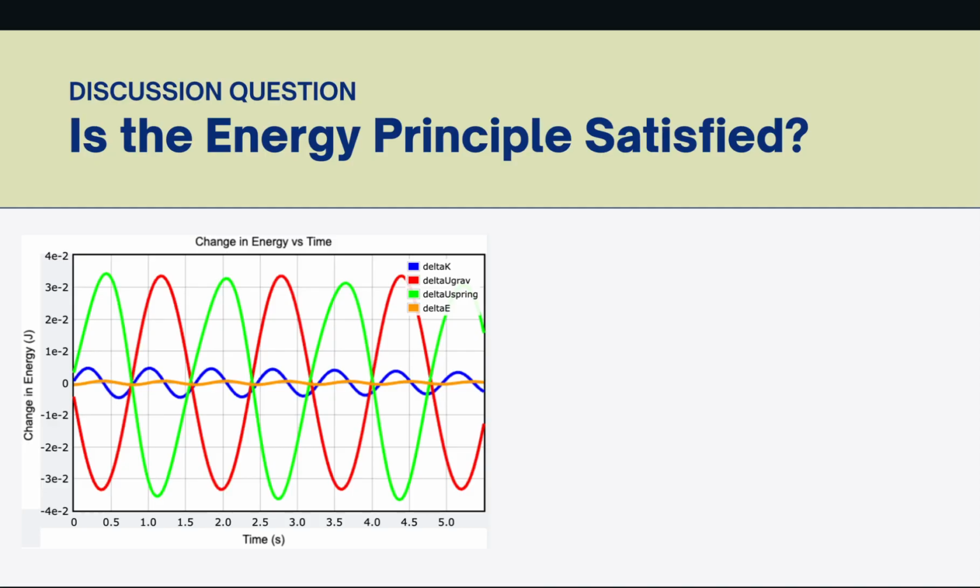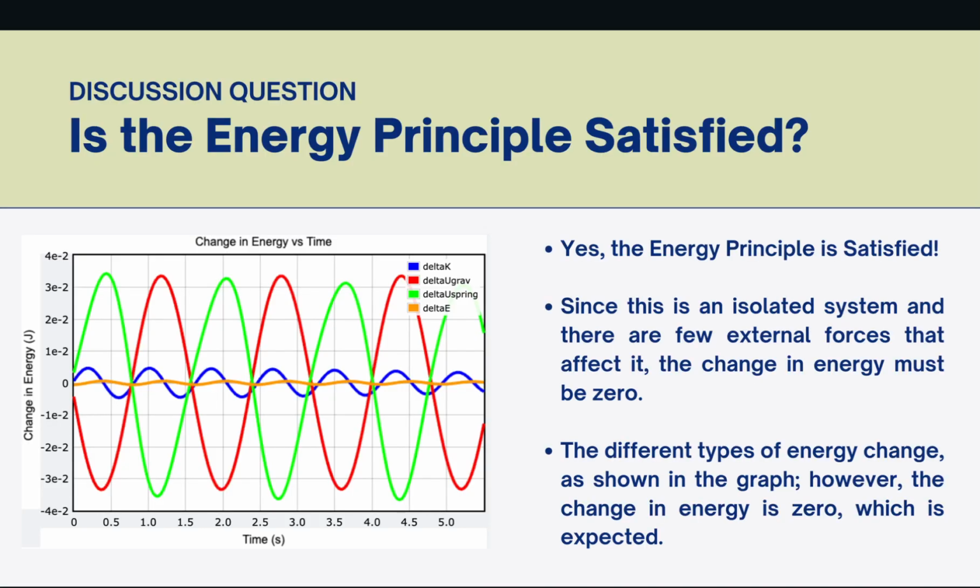So is the energy principle satisfied? So yes, it is satisfied. It is an isolated system, and so there are a few external forces that affect it, but the change in energy is 0, which you can see in this graph, as that delta E line is basically 0. And there are different types of energy change shown in the graph, however, overall it is 0.